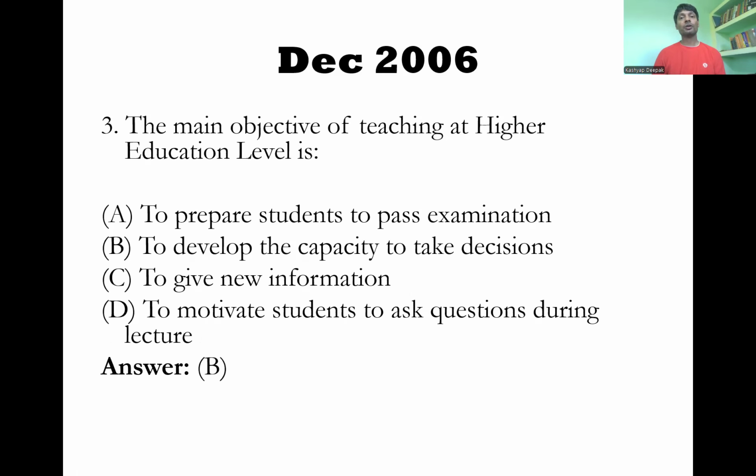Third question: the main objective of teaching at higher education level is to prepare a student to pass examination. No. To develop the capacity to take decisions. Could be. To give new information. No. To motivate students to ask questions during lecture. Sometimes. But the most appropriate answer is B.